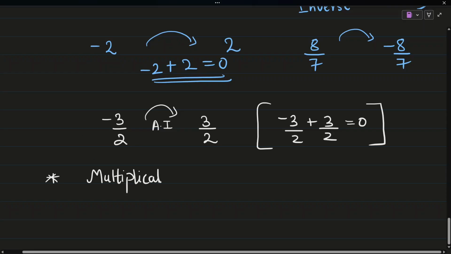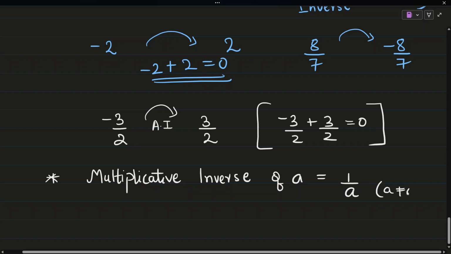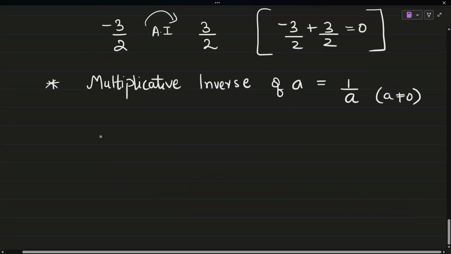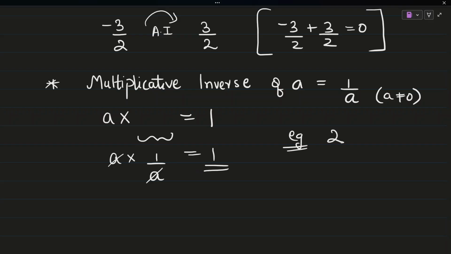Multiplicative inverse of A is equal to 1 by A, for A not equal to 0. Okay, let's take some examples. What is the meaning of multiplicative inverse? If I multiply A with any number, I should get 1. So what should I multiply with A? I should multiply 1 by A, so that these two will be cancelled and my answer will be 1. For example, I am going to take 2. What will be the multiplicative inverse? 2's multiplicative inverse will be 1 by 2, so that if I multiply these two numbers, I will get 1.